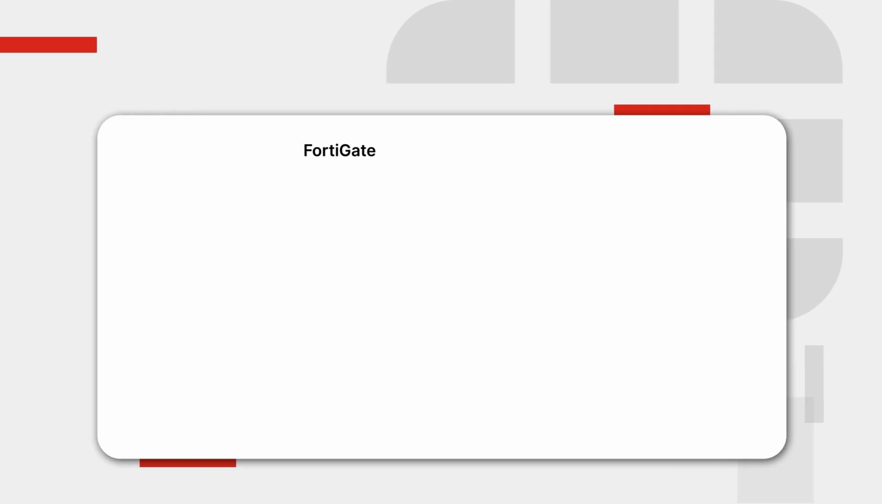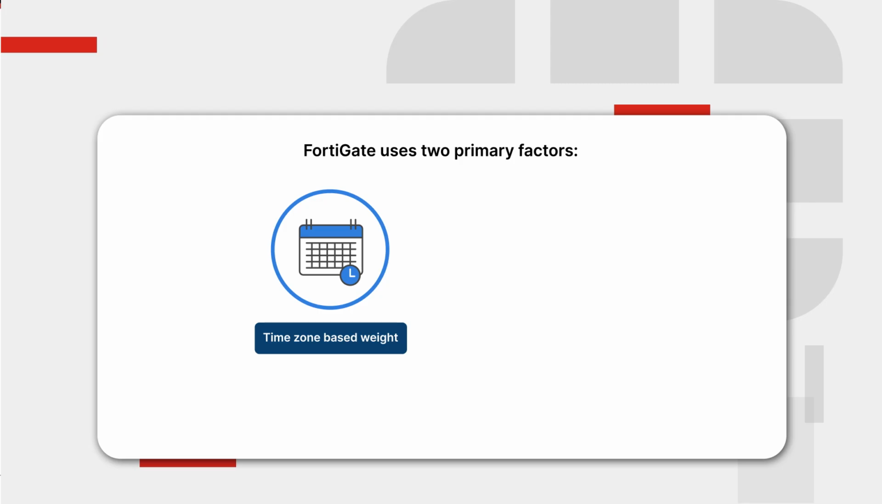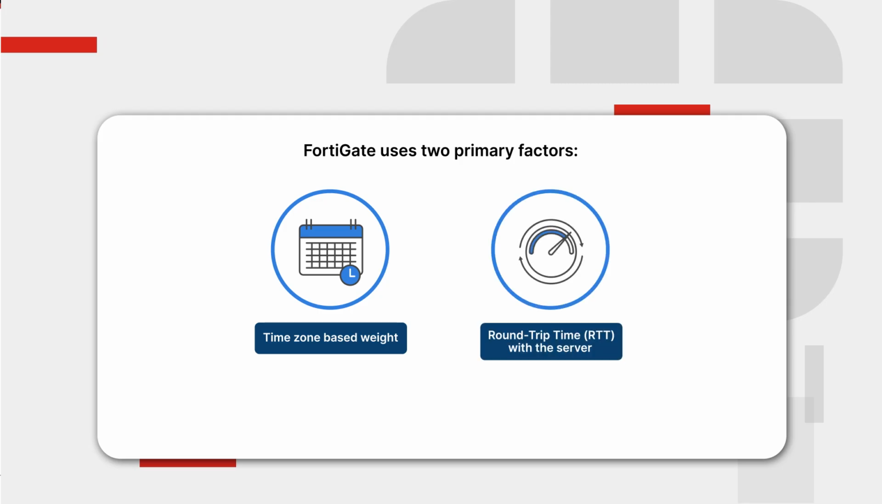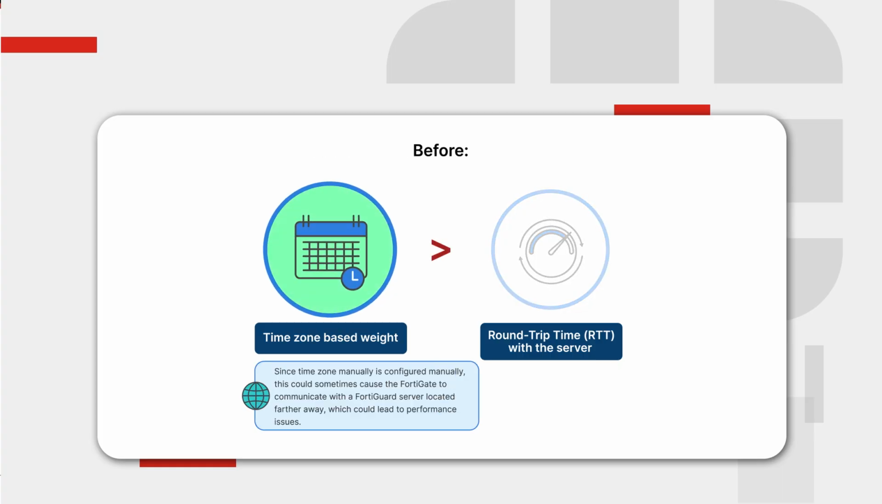FortiGate uses two primary factors when sorting FortiGuard servers: time zone-based wait and RTT, or round trip time, between the FortiGate and the server. Before this enhancement, the wait factor had a higher priority than RTT. Since users can configure the time zone manually, this could sometimes cause the FortiGate to communicate with a FortiGuard server located farther away, which could lead to performance issues.